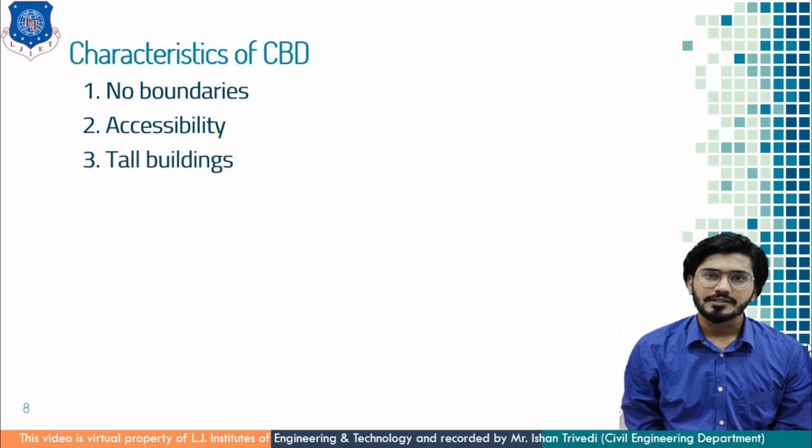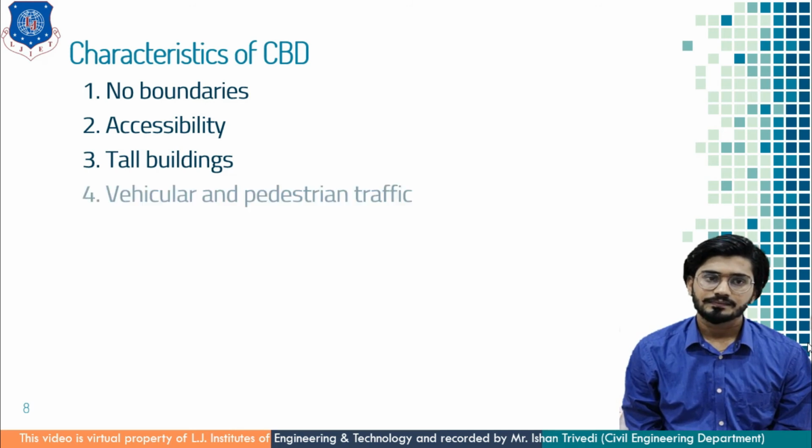Third is tall buildings. CBD has intense competition for land use, and so it has more vertical expansion rather than horizontal expansion. There is competition in each market, and everyone wants to do business in that particular CBD area. That's why, due to its demand, there is a concentration of density and the buildings are vertical.